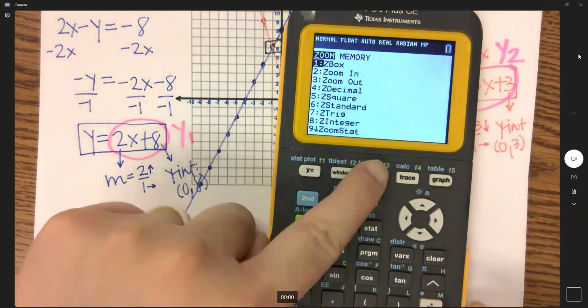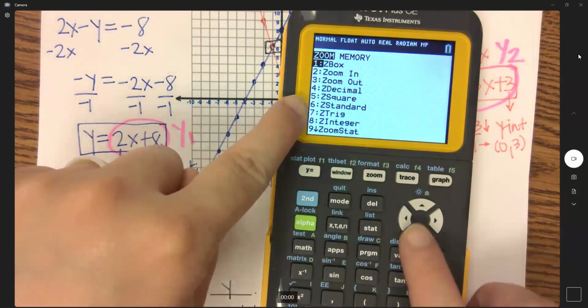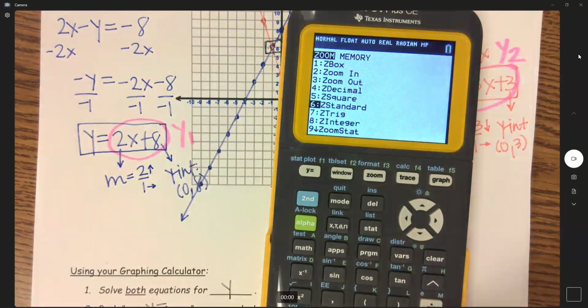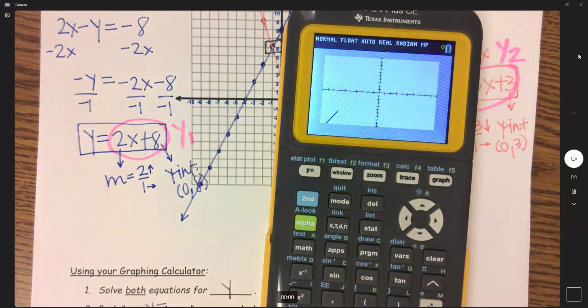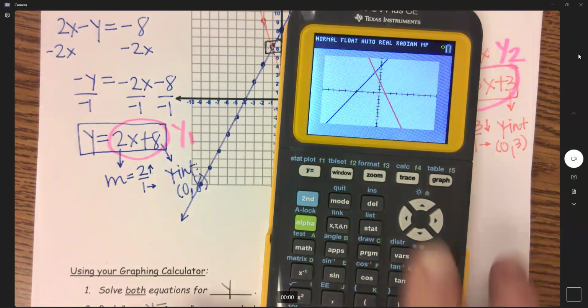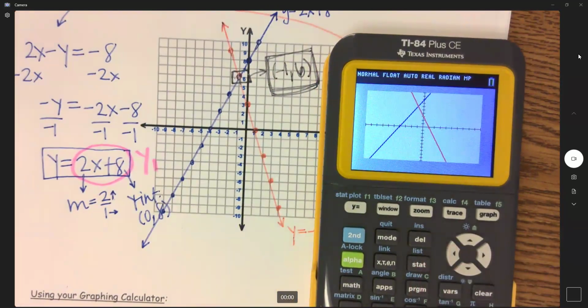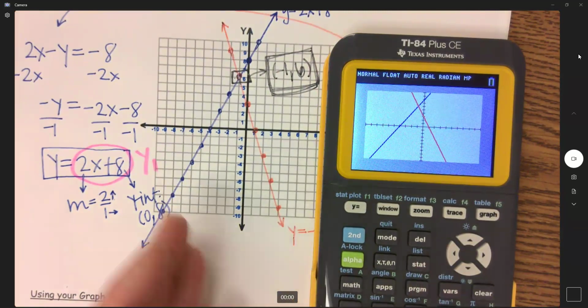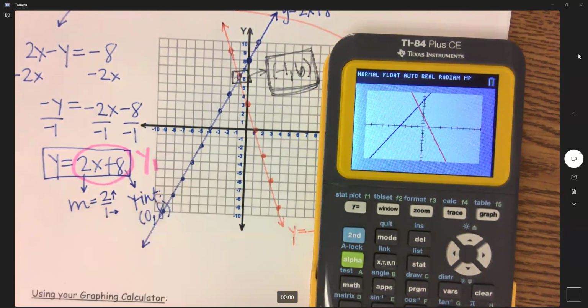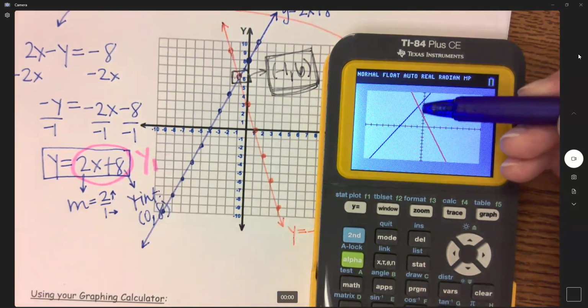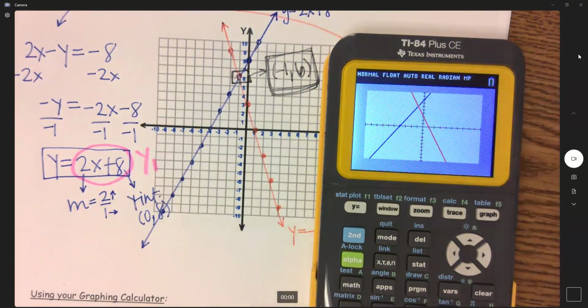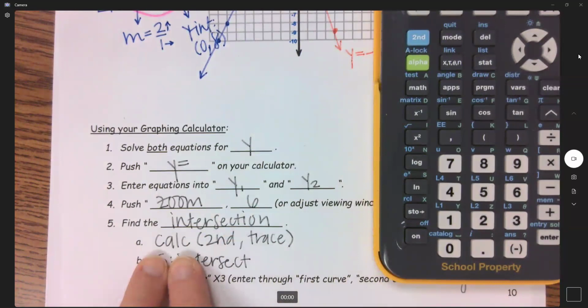So I hit zoom, and you can either arrow down to 6, or you can just hit 6 on your numbers. And here's our graph. Okay, and that looks just about identical, even matching color, go me, as the graph that we did right here. So now what I'm needing to do is find that intersection, right? That's my answer.